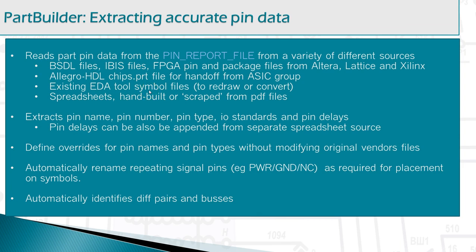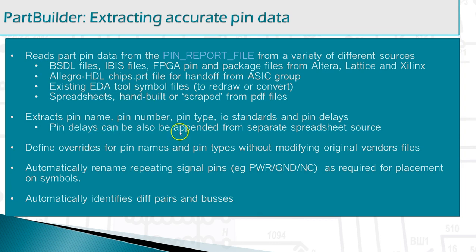One of the main keys of PartBuilder is extracting accurate pin data. It reads part pin data from pin report files from a variety of different sources. BSDL files, IBIS files, FPGA pin and package files from Altera, Lattice, and Xilinx. Allegro HDL chip.part file for handoff from an ASIC group. Existing EDA tool symbol files to redraw or convert symbols. And spreadsheets, hand-built or scraped from PDF files.